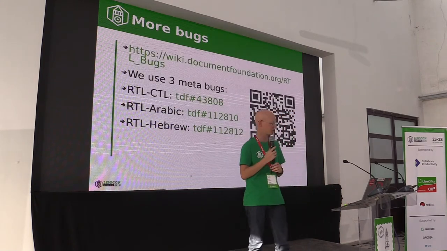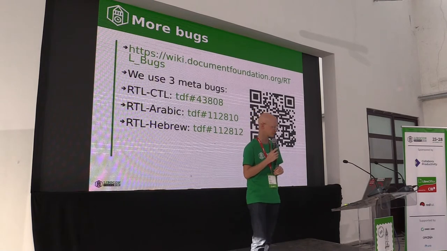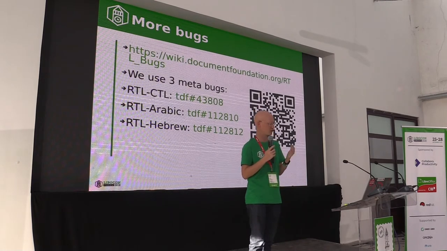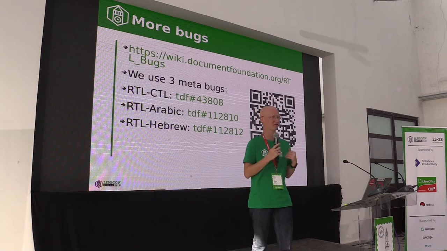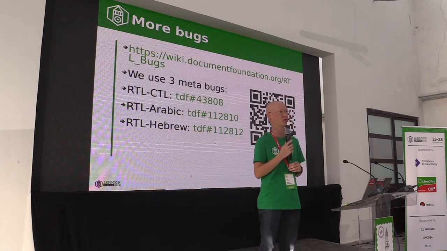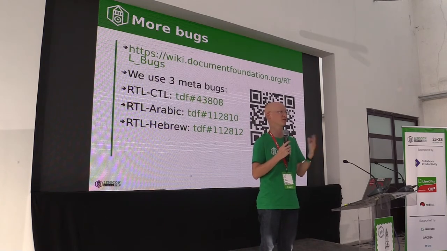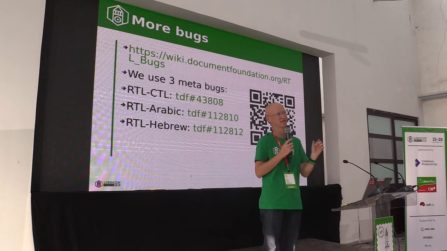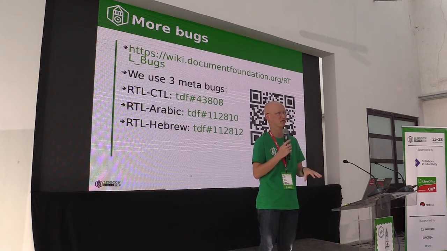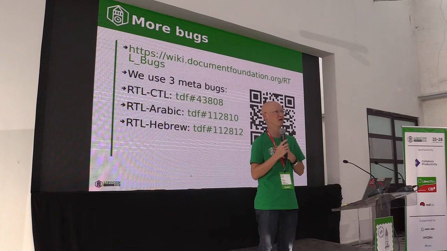I talked earlier about meta hubs. So we already had the CTL bug, and after the last session we added one for Hebrew and one for Arabic, and it really helps to triage bugs and then send them to a sub-community or sub-group and say, okay, this is just Hebrew related, but can the other guys double-check that. Or I find a bug in Hebrew.